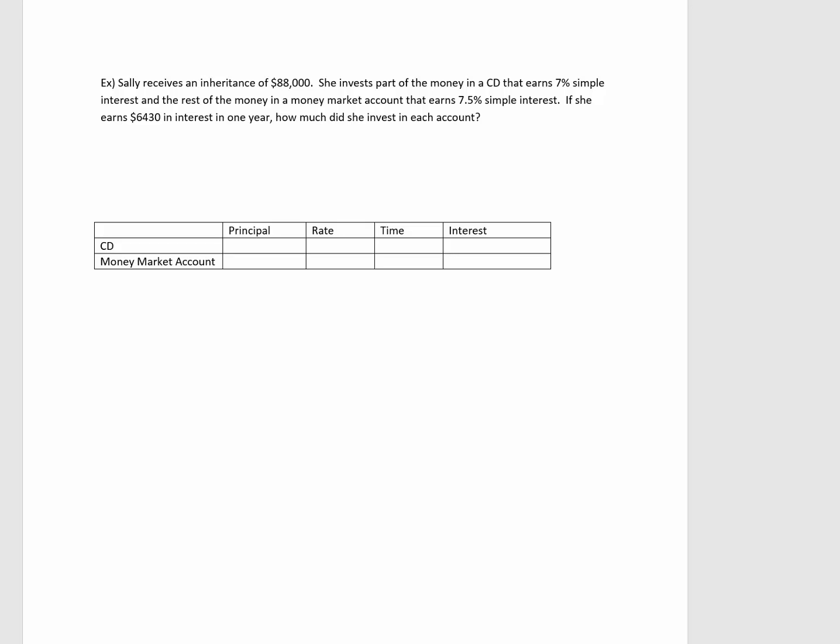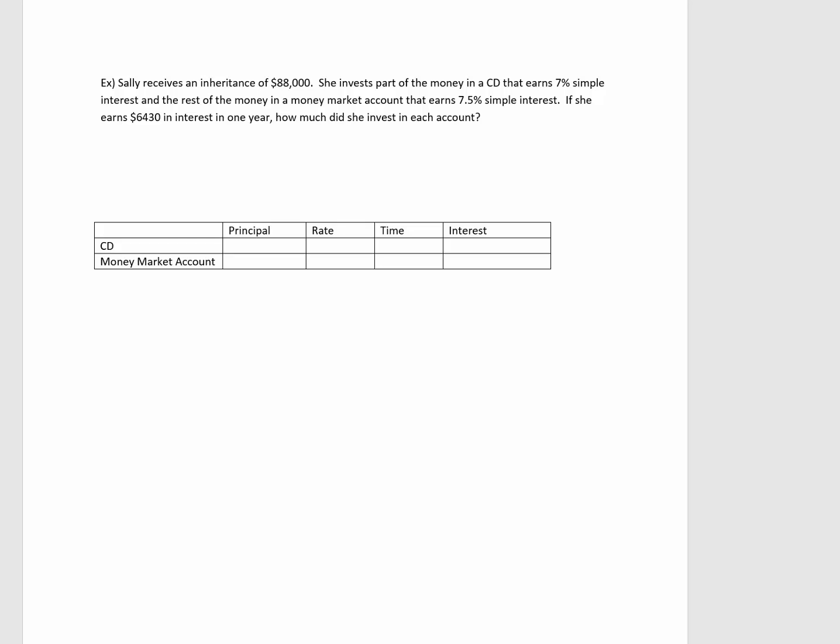In this video, we're going to continue our discussion with applications of linear equations in two variables. So, Sally receives an inheritance of $88,000. She invests part of the money in a CD that earns 7% simple interest, and the rest of the money in a money market account that earns 7.5% simple interest. If she earned $6,430 in interest in 1 year, how much did she invest in each account?